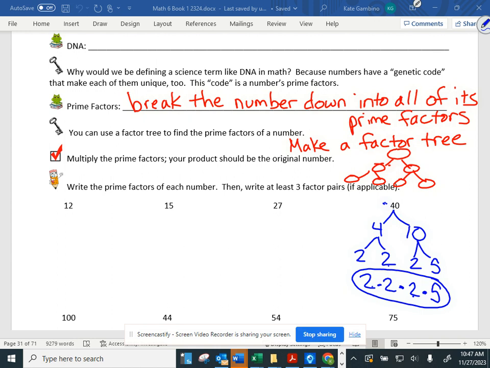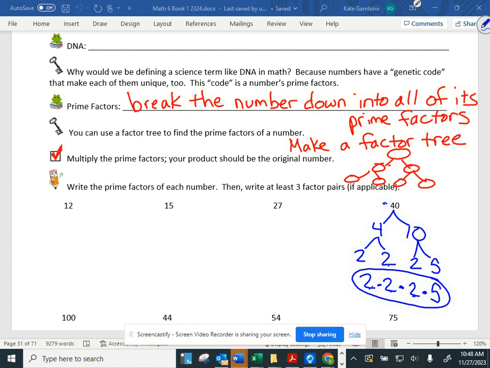Ava? Wait, would it be wrong if you could do 2 times 2 times 5 times 2? No, because with multiplication, it doesn't matter the order we multiply in, we get the same answer. So 2 times 2 is 4, times 5 is 20, times the 2 is 40. As long as you have the correct prime numbers, it doesn't matter the order we put it in. Good question.